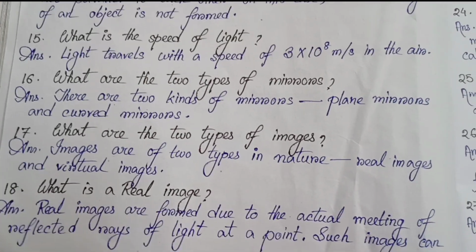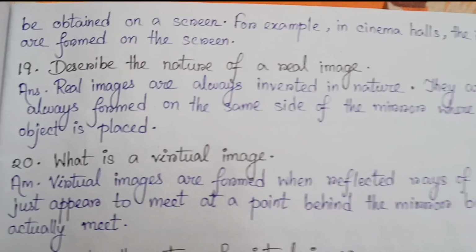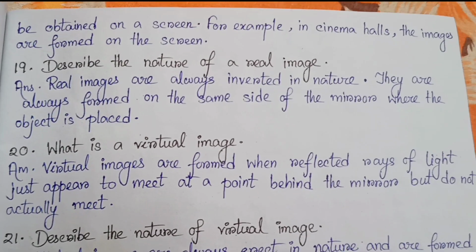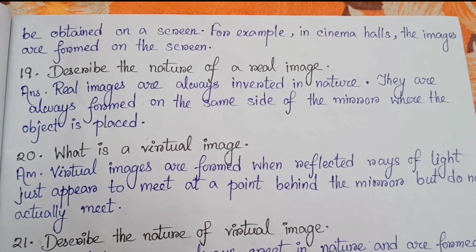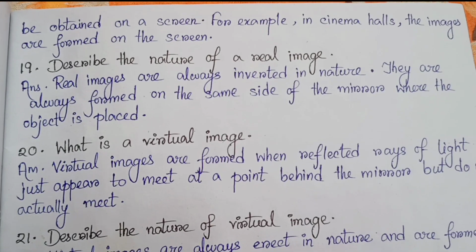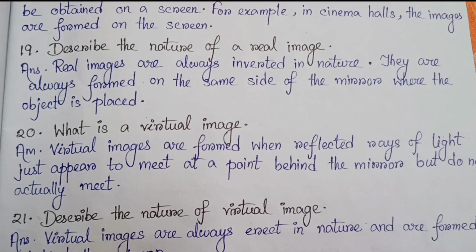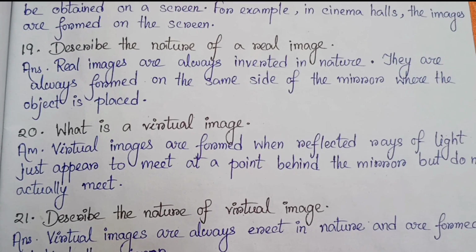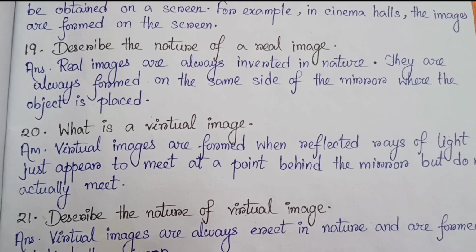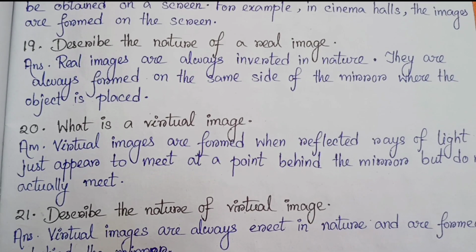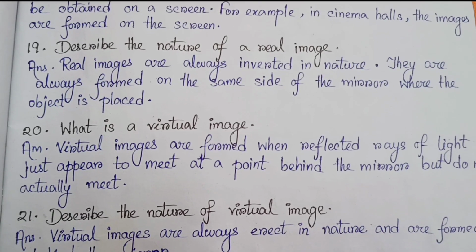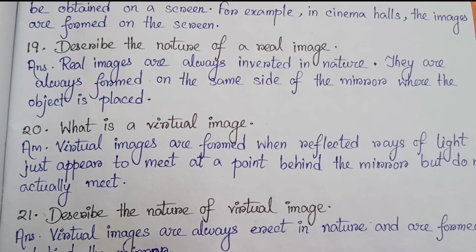Such images can be obtained on a screen. For example, in cinema halls, the images are formed on the screen. Number 19. Describe the nature of a real image. Real images are always inverted in nature. They are always formed on the same side of the mirror where the object is placed.